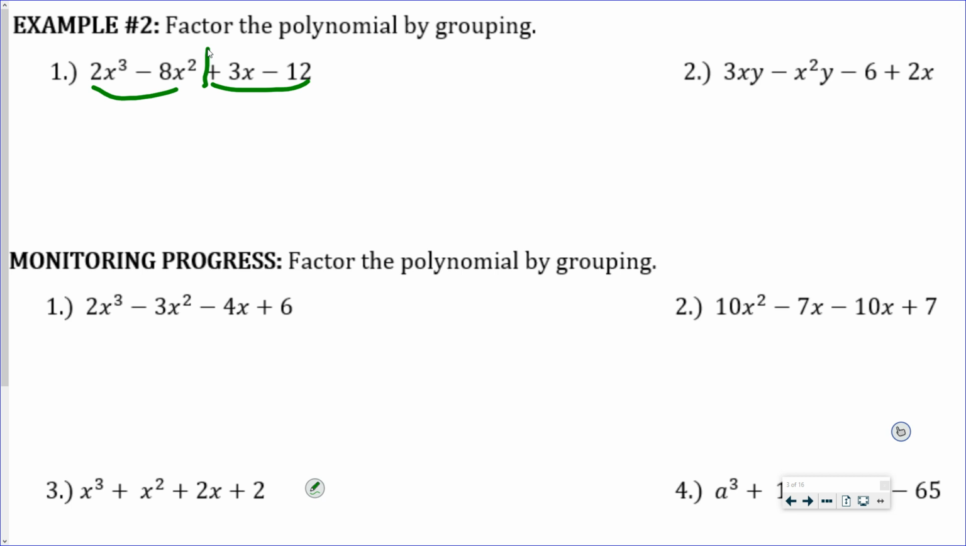All right, here I see 2x cubed minus 8x squared. Okay, can I definitely factor out a 2? How many x's could I factor out? 2, yep. And that would leave me with x minus 4.